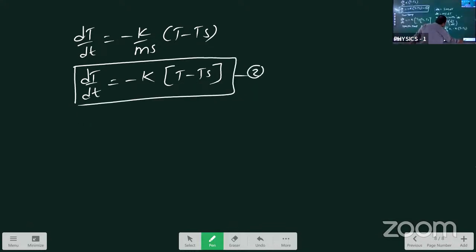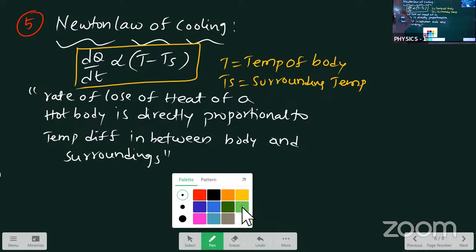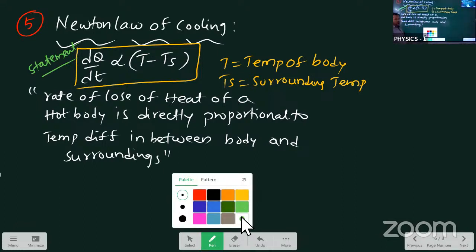Now here, students, first, Newton's law of cooling. This is the statement of Newton's law of cooling. Here the hot body loses temperature. The rate of loss of heat of a hot body is directly proportional to the temperature difference between the body and the surroundings. This is the statement of Newton's law of cooling.